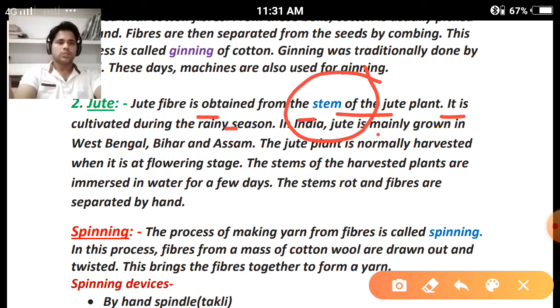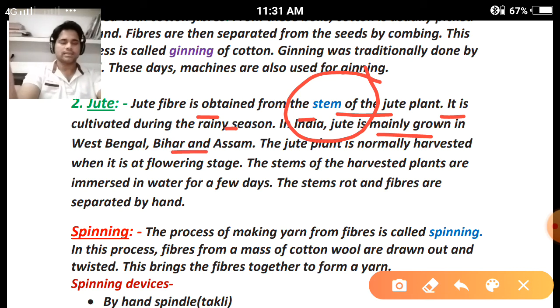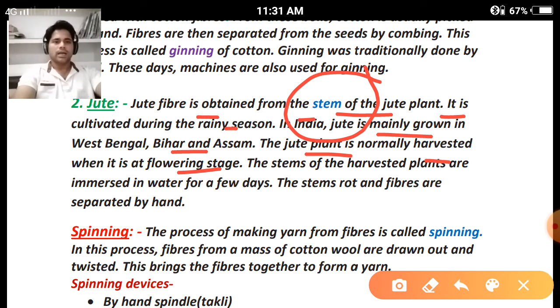In India, jute is mainly grown in West Bengal, Bihar and Assam. So these are the areas in India where we can find the cultivation of jute. The jute plant is normally harvested when it is at the flowering stage. So when it reaches the stage of flowering, when flowers are about to come, that's why this crop is harvested. The stems of the harvested plant are immersed in water for a few days. The stems rot and fibers are separated by hand.